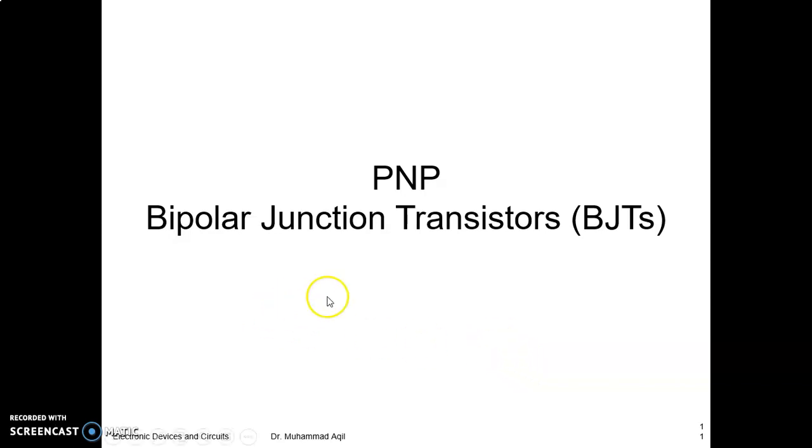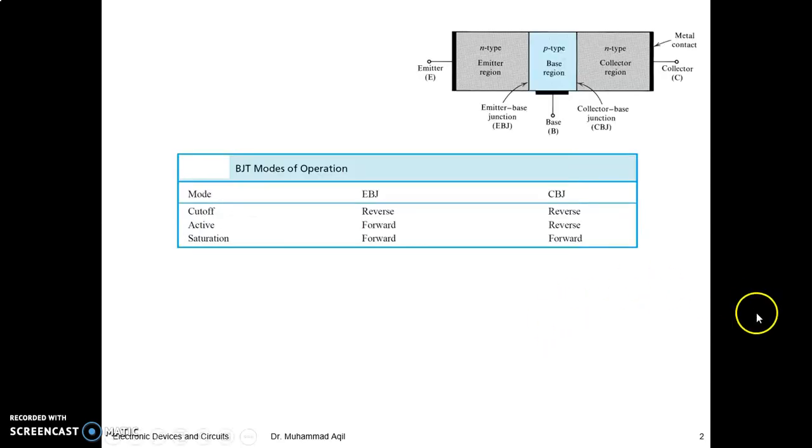PNP bipolar junction transistor. If you have studied the NPN transistor, then you can do everything with the PNP transistor by just considering some changes. We will study the PNP transistor in contrast with the NPN transistor so that you can understand what changes you can make to handle a PNP transistor.